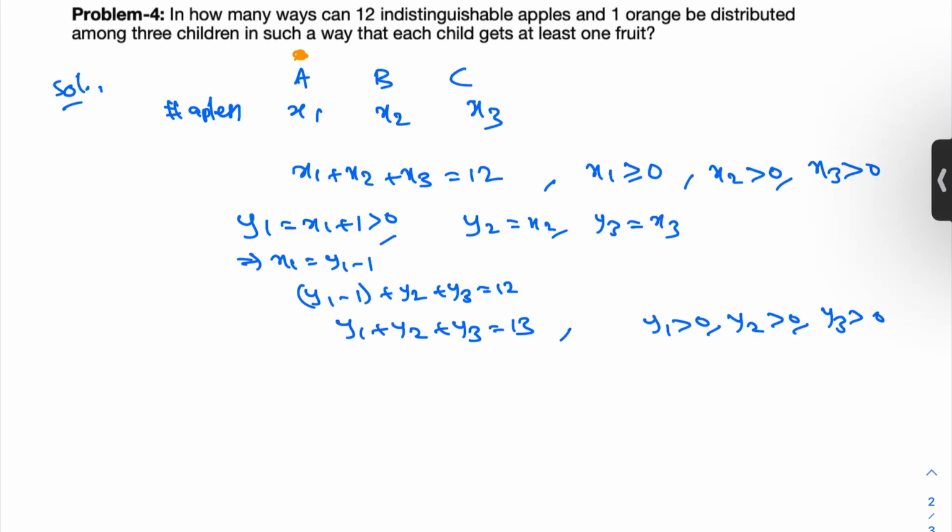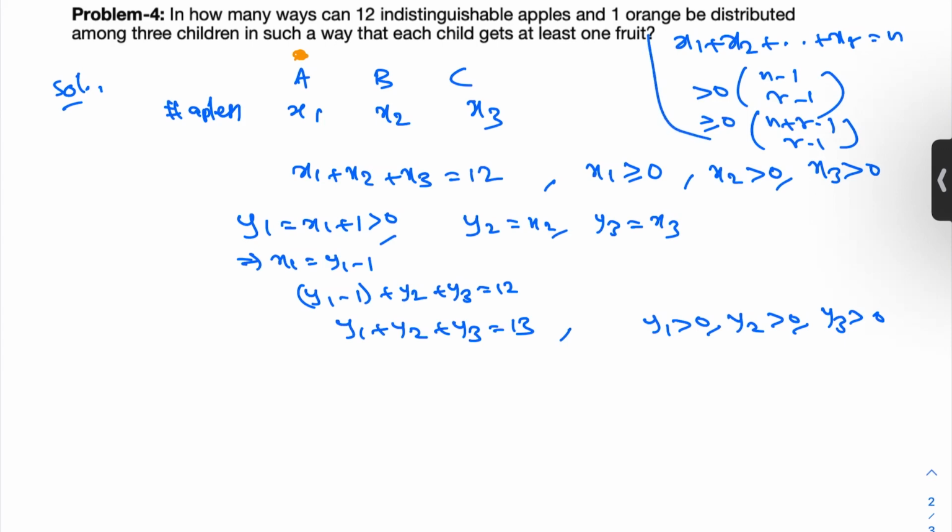We have a formula for positive integer solutions of this type of equation: x1 plus x2 plus so on, x r, equal to n. Positive integer solutions are n minus 1, choose r minus 1. The non-negative integer solution formula is n plus r minus 1, choose r minus 1. I hope you remember. So here we want positive integer solutions of y1 plus y2 plus y3 equal to 13. Here the role of r is played by 3, and the role of n by 13. So the answer will be 13 minus 1, choose 3 minus 1, that would be 12 choose 2.